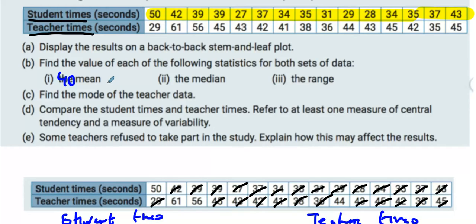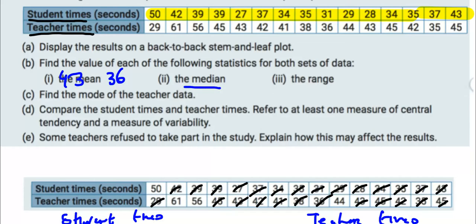All right, so teachers is 43 and students, when you add up all the students' times and divide by 15, you get 36. Is everybody all right with me not doing that in the calculator today? You all know it doesn't matter if you can do it or not. All right. Now, a difficult one is the median.